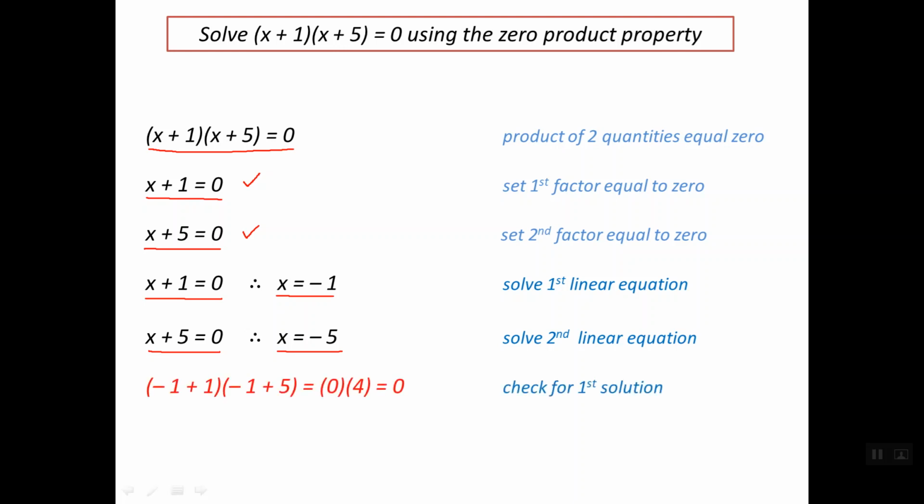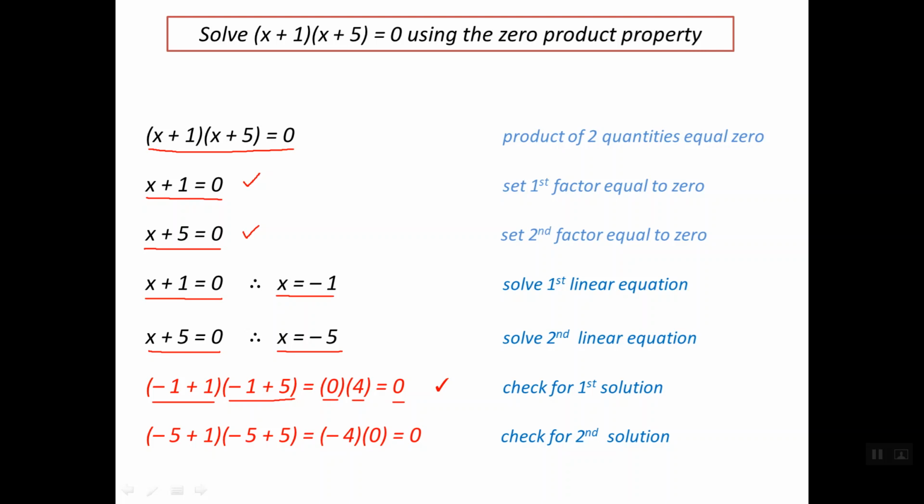Let's start with the first one. Let's substitute x equal to minus 1 in the main quadratic equation. So x plus 1, minus 1 plus 1, multiplied by x plus 5, minus 1 plus 5. So minus 1 plus 1 is equal to 0, and minus 1 plus 5 is equal to 4. So the result is 0. So it's correct.